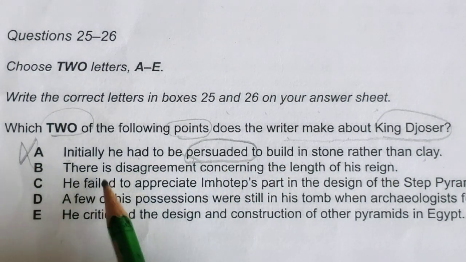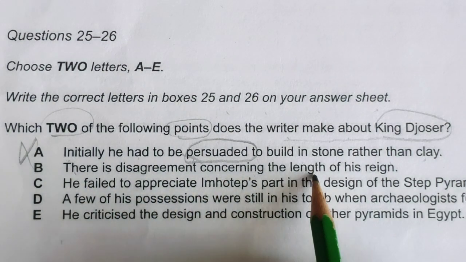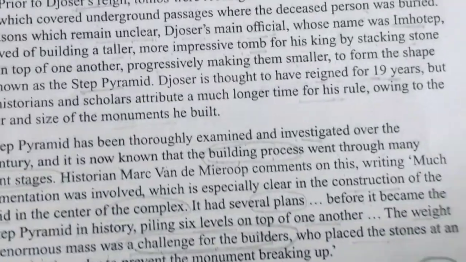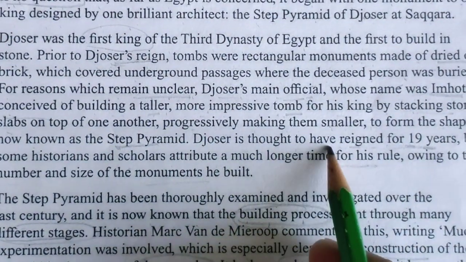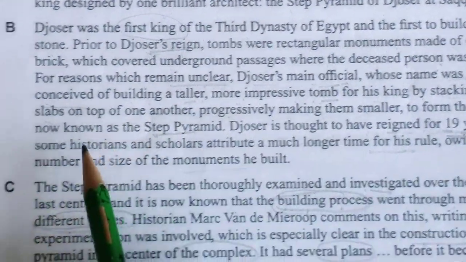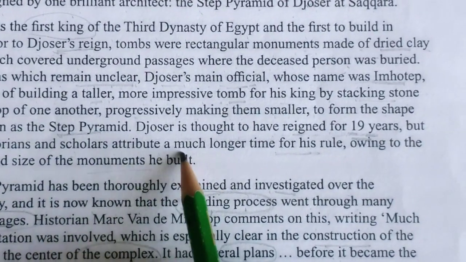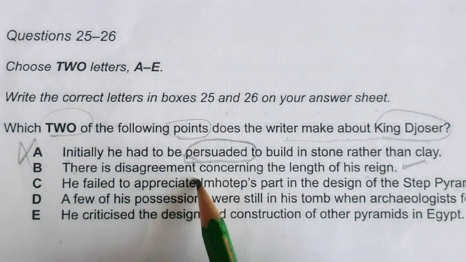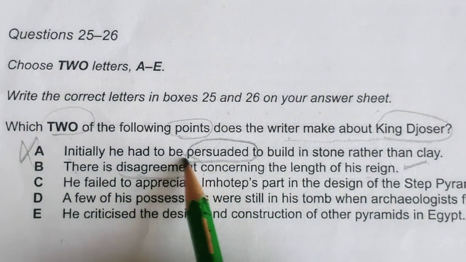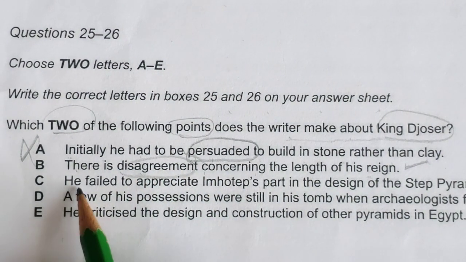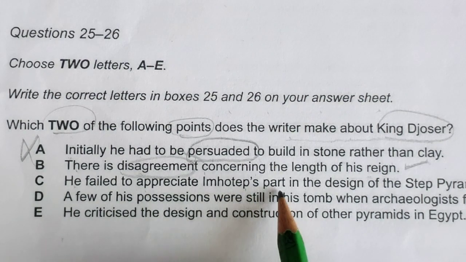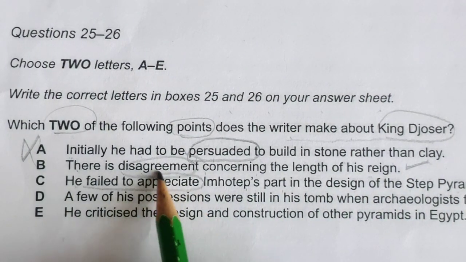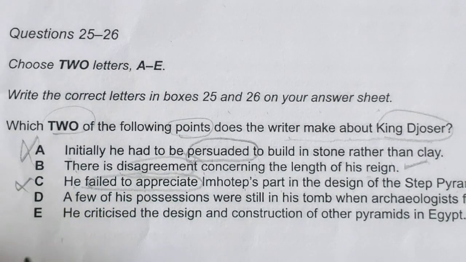So it is wrong. There is a disagreement concerning the length of his reign. Yes, it was given, length. See, it is given. He is thought to have reigned for 19 years, but some historians and scholars attribute a much longer time for his rule. So it means this will come. Yes, there was a disagreement. Yes, right. He failed to appreciate his part in the design of the pyramid. Nothing was given about appreciation of anything. So this is also wrong.